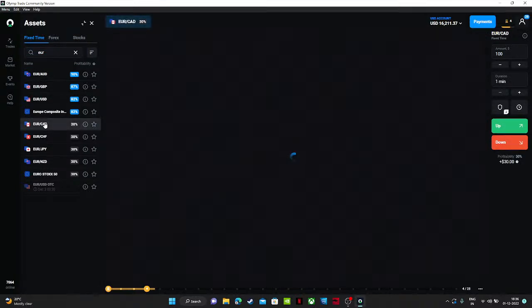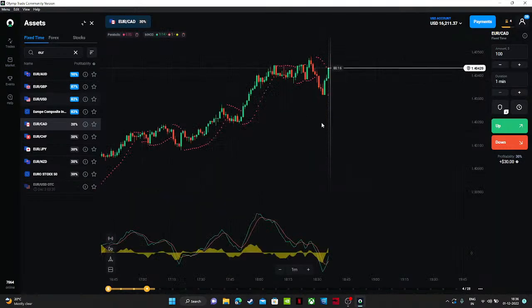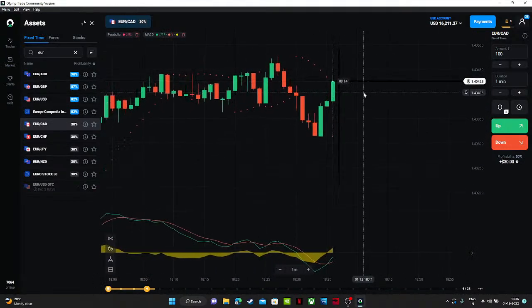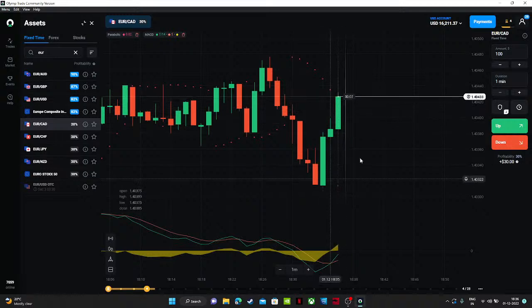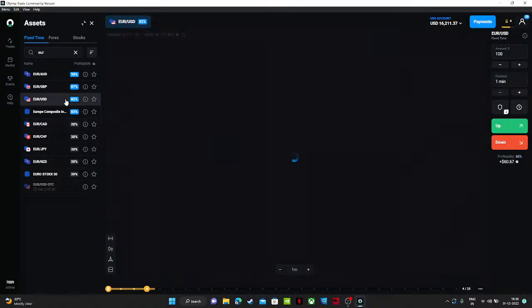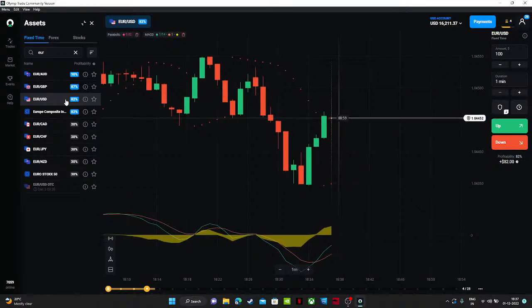Okay. For example, euro against the Canadian dollar, the parabolic has shifted below the candle. The price is going in the upward direction. The MACD is above the zero line. So this is a signal for an upside trade. But since the return is not much here, I'm not going to place a trade here. Let us try to find an entry in some other asset.